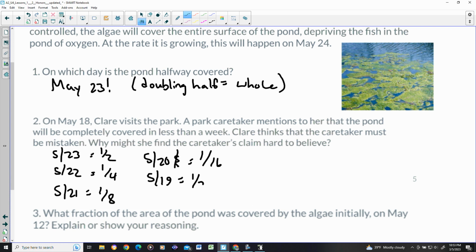5/19, it's 1/32. And then on 5/18, it's 1/64. So on May 18th, only 1/64th of the pond is actually covered, which is a small fraction. That is less than 2% of the pond is covered. So it does not look like there's much algae in it at all. So you can understand that Claire is probably going to look at that and say, oh, that's not bad. But if it doubles every day, that's all it takes.